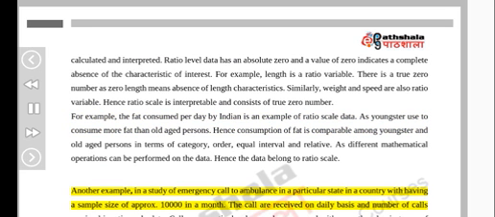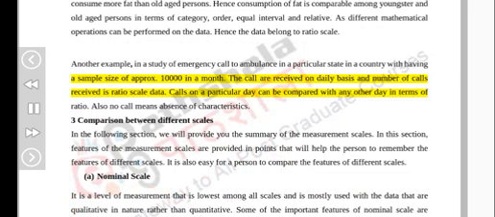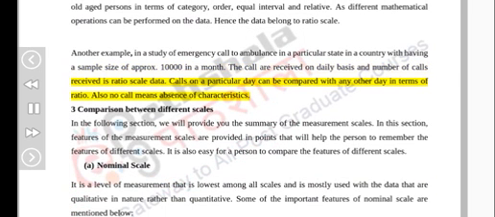Another example, in a study of emergency calls to ambulance in a particular state in a country with a sample size of approximately 10,000 in a month. The calls are received on a daily basis and the number of calls received is ratio scale data. Calls on a particular day can be compared with any other day in terms of ratio. Also no call means absence of the characteristic.